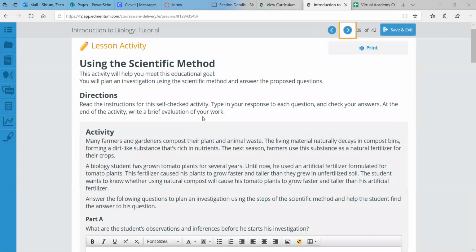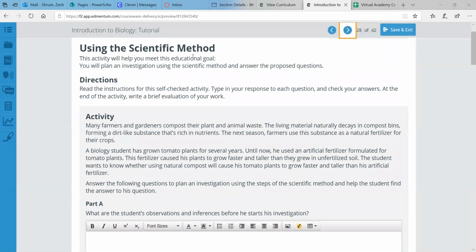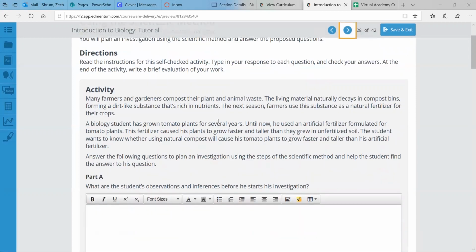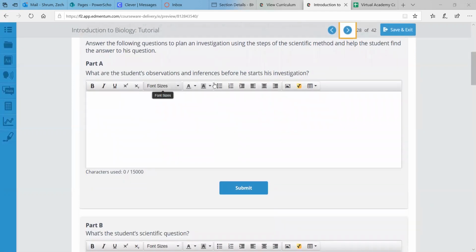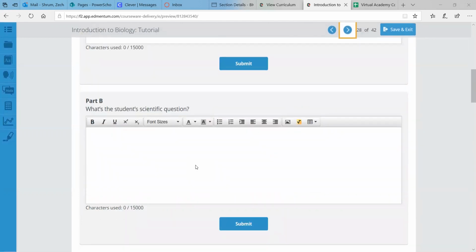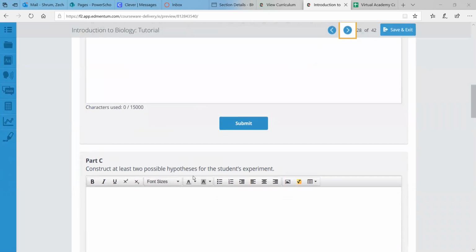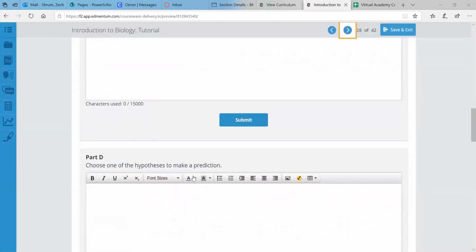So in this activity, it asks you to plan an investigation using the scientific method to answer the proposed questions. It asks you about observations, inferences, scientific question, construct at least 2 possible hypotheses, and then out of the ones you chose, pick the best one you want to make a prediction with.